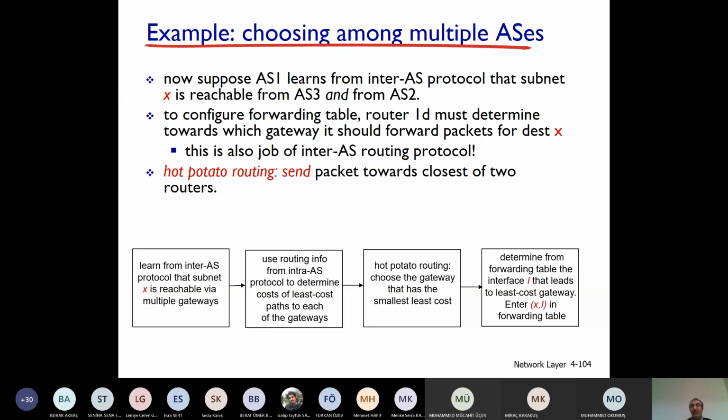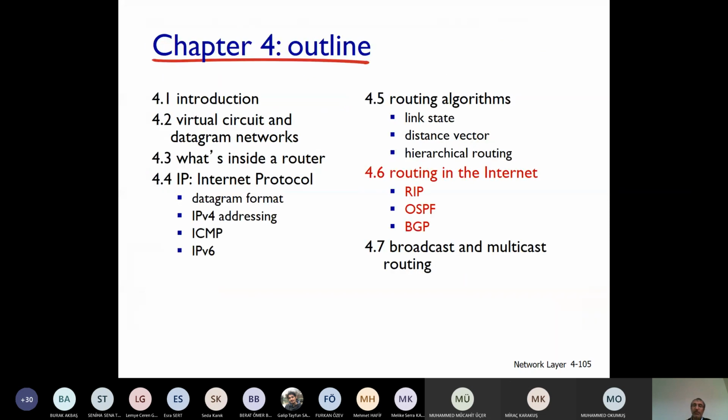So there are potentially many paths to reach this subnet X. We're going to select the path that has the least cost, then determine from the forwarding table the interface 1 that leads to the least cost gateway, and then we're going to enter (X, 1) in the forwarding table. This is how we update the forwarding table.